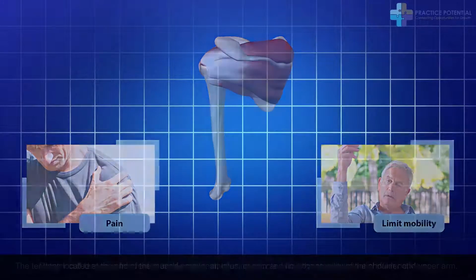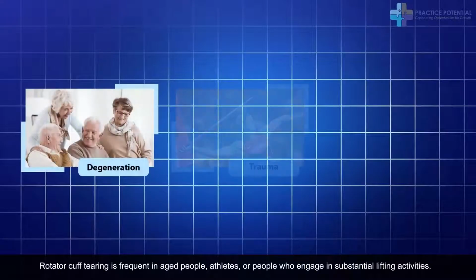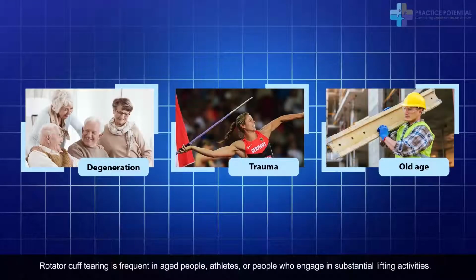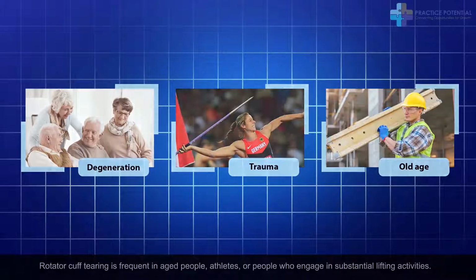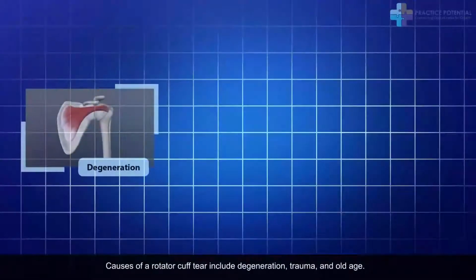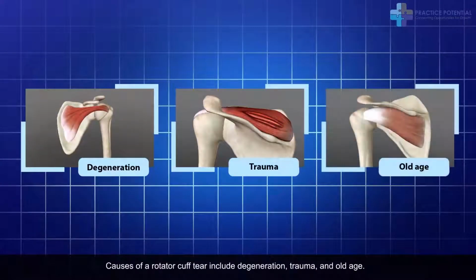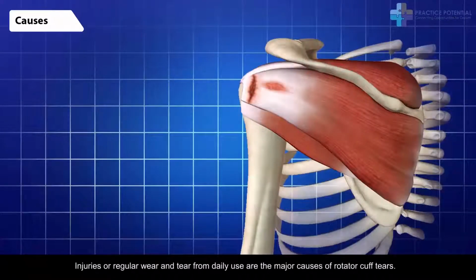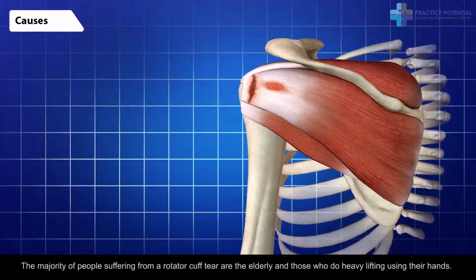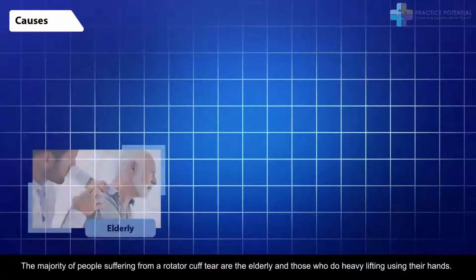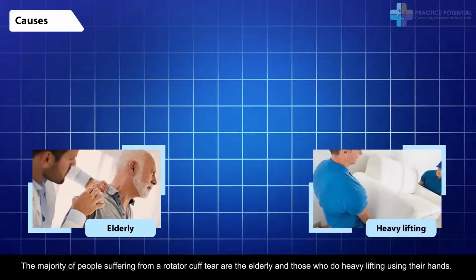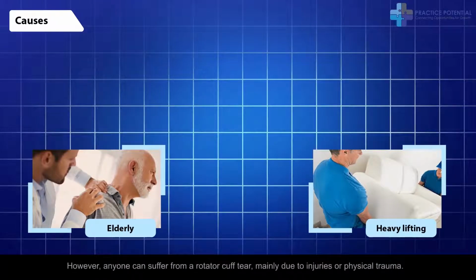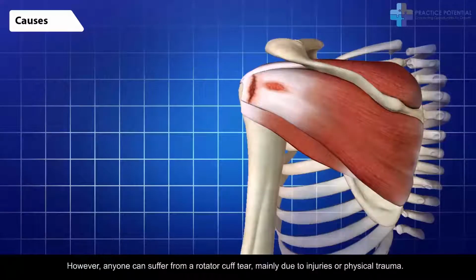and upper arm. Rotator cuff tearing is frequent in aged people, athletes, or people who engage in substantial lifting activities. Causes of a rotator cuff tear include degeneration, trauma, and old age. Causes: injuries or regular wear and tear from daily use are the major causes of rotator cuff tears. The majority of people suffering from a rotator cuff tear are the elderly and those who do heavy lifting using their hands. However, anyone can suffer from a rotator cuff tear, mainly due to injuries or physical trauma.